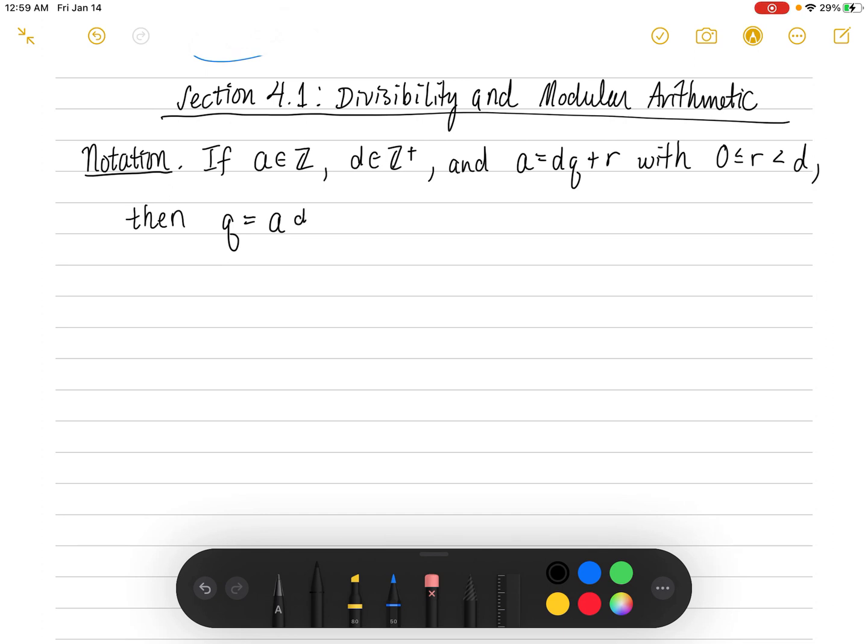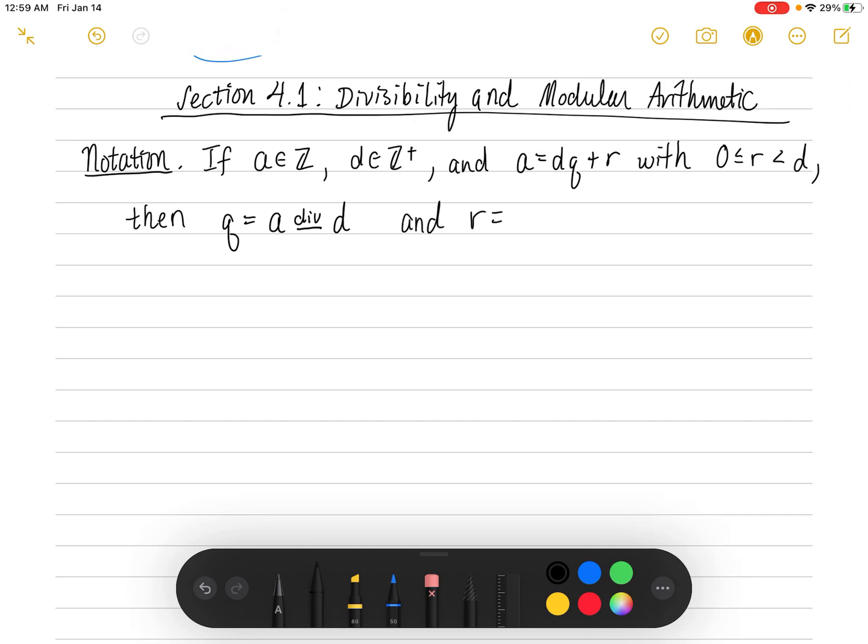If you have the division algorithm set up, then sometimes we call the quotient q here a div d, and I'm going to underline the div. The reason I'm underlining this is because textbooks bold this. I don't have a way to write this in bold notation, so I'm going to underline the div to indicate this is bolded. So the quotient you'll see is a div d.